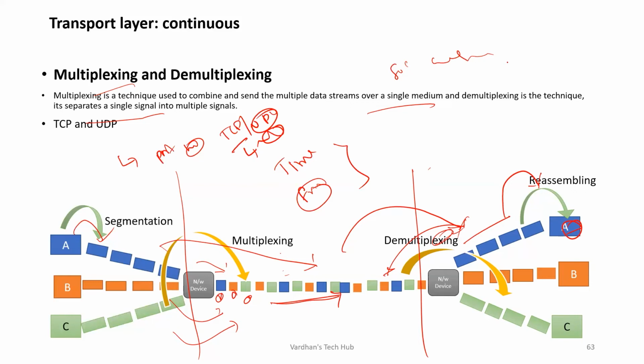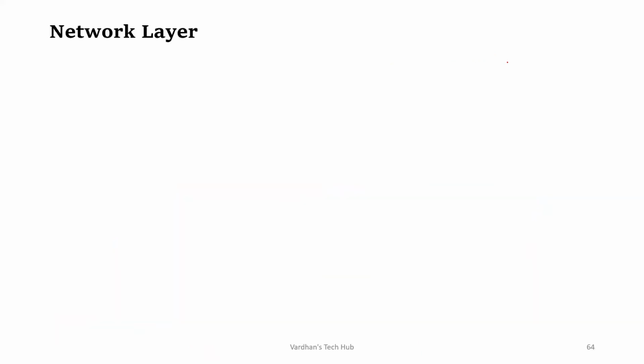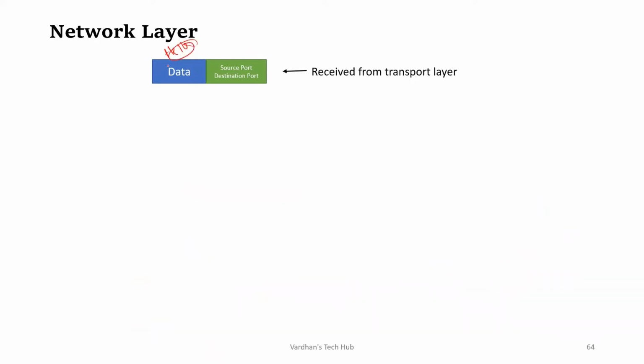Now the next layer is network layer. Whatever data it receives from the transport layer, this is the data: "hello, how are you" is the data. Though it's multiple signals, consider this as the full data. In transport layer it is adding only the port numbers, source port and destination port. So this is from the transport layer.